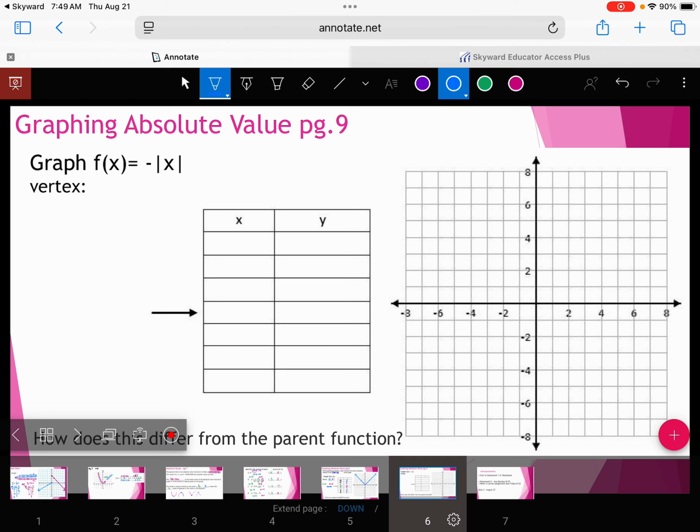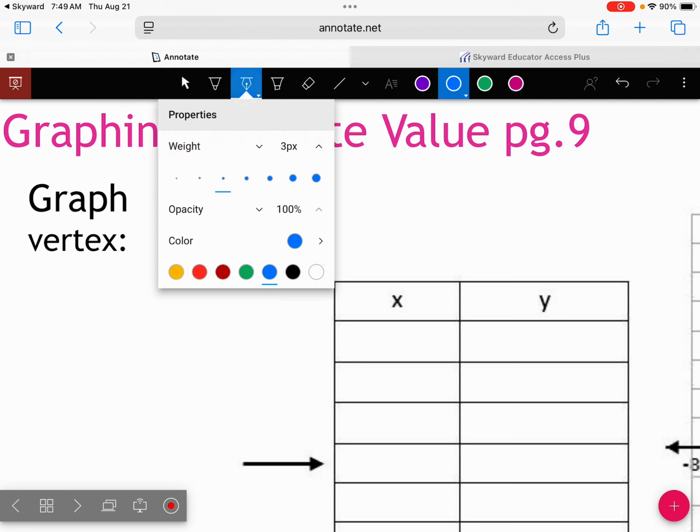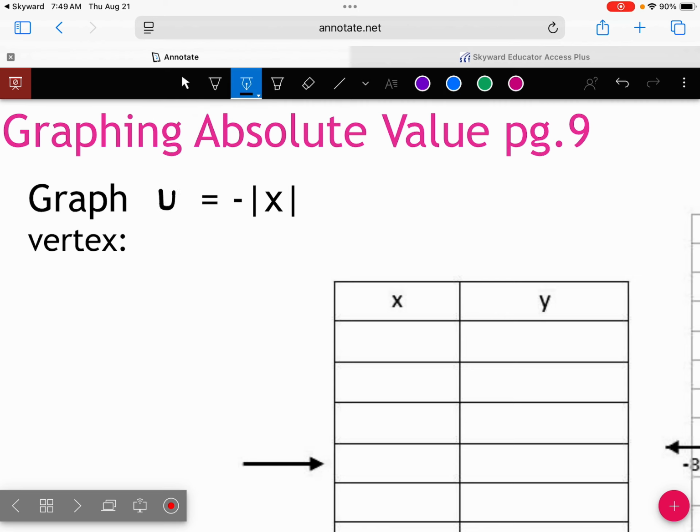So we have our equation that says y equals minus absolute value of x. Yours says y, mine says f of x. So I'm going to change mine real quick. They mean the same thing, but I just like to match you guys.